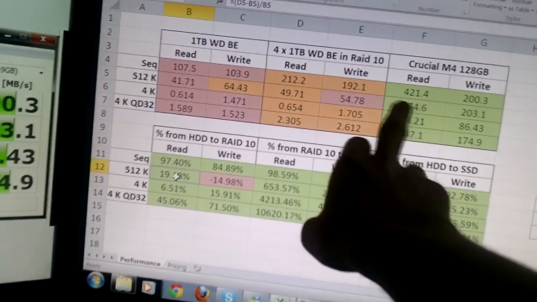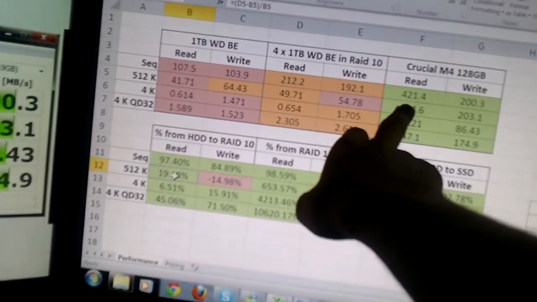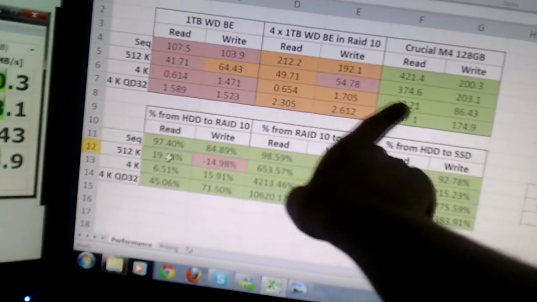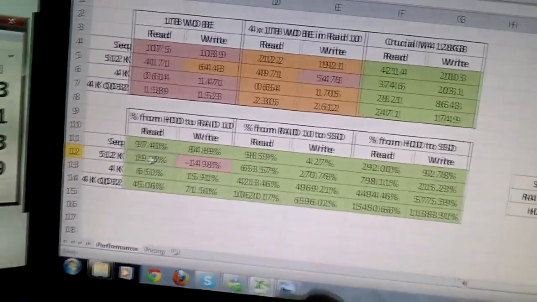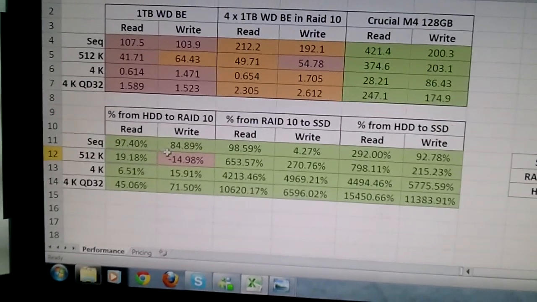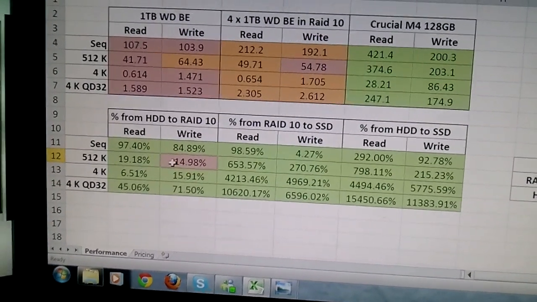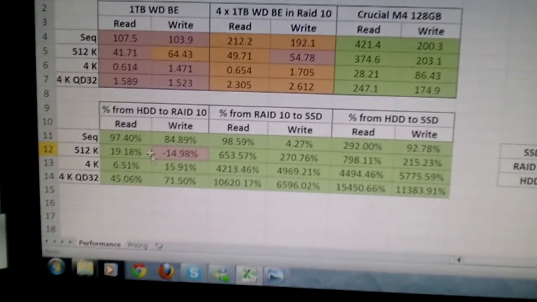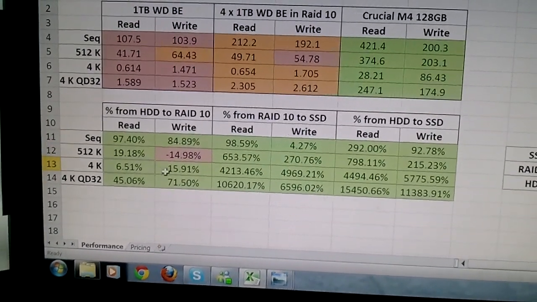Pretty well even compared to an SSD. See, we're here at 200 to 400, but in random writes we're going to see a huge difference. So again, back to the HDD versus the RAID. Not much of an improvement in random, because you're still limited by the mechanical parts.